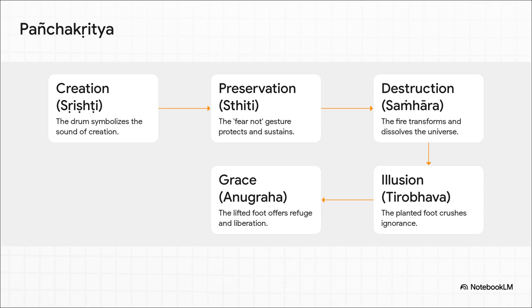In one hand, he holds a drum, beating out the rhythm of creation. With another hand, he makes the fear not gesture, which is a promise of preservation. In a third hand, he holds the fire of destruction, the flame that will one day dissolve everything. Then, his foot is crushing a little dwarf, which symbolizes stamping out our own illusion and ignorance. And finally, his other foot is lifted up, offering grace and a path to liberation for any soul who seeks it. Creation, preservation, destruction, illusion, grace. It's all happening right now, all at once, in this single, timeless dance.